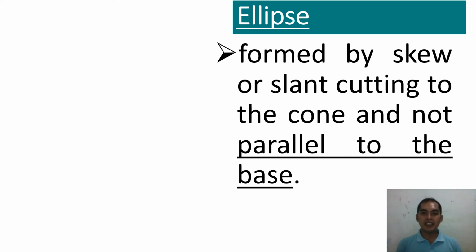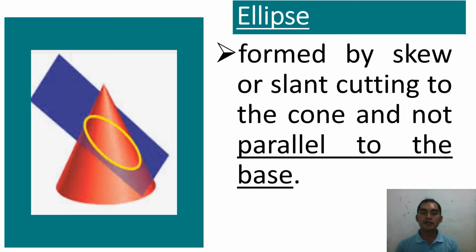Definition of an ellipse: it is formed by skew or slant cutting of the cone, not parallel to the base. So this is an illustration on how to cut the cone to form an ellipse. So diagonal yung cutting niya.